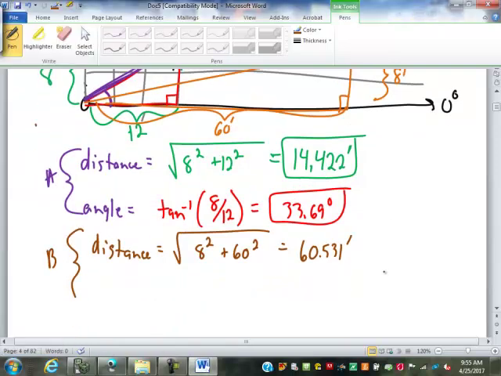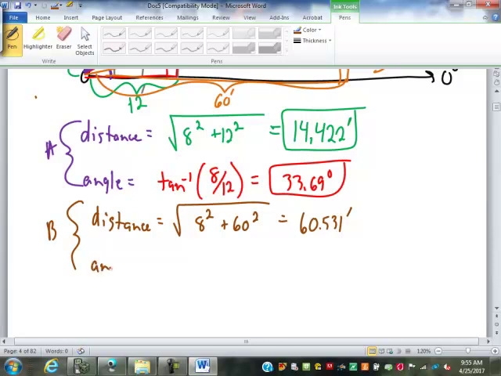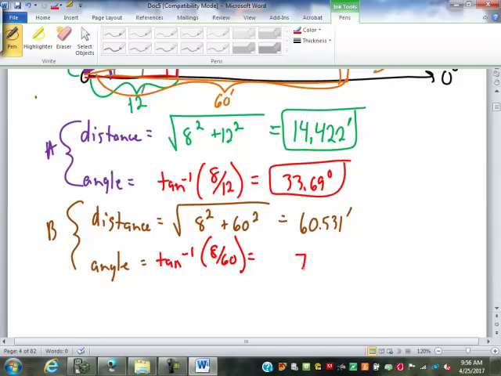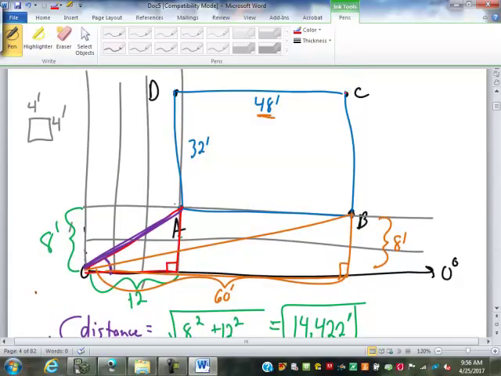And then the angle is going to be what? Perfect. Inverse tangent of 8 over 60. 7.59 degrees. Make sense? So I want you to find the distance and the angle for C and D quick in your notes.